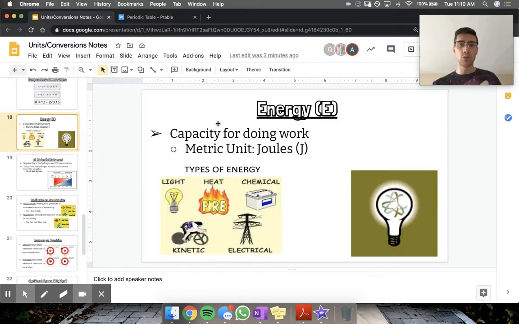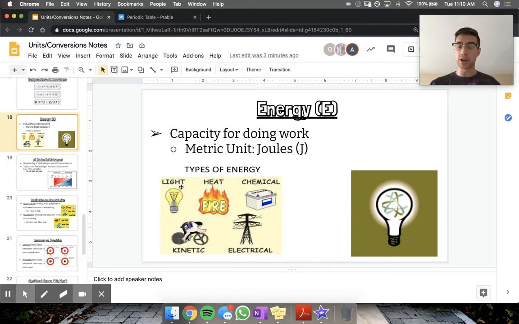Okay, energy. What is energy? Well, energy in terms of science is defined as the capacity for doing work, right? Can you do work? Can you make something that runs on electricity run? Is there enough electrical power, right? Pushing the pedals to run a bike. Okay, you're doing work. You're moving your body from one place to another.